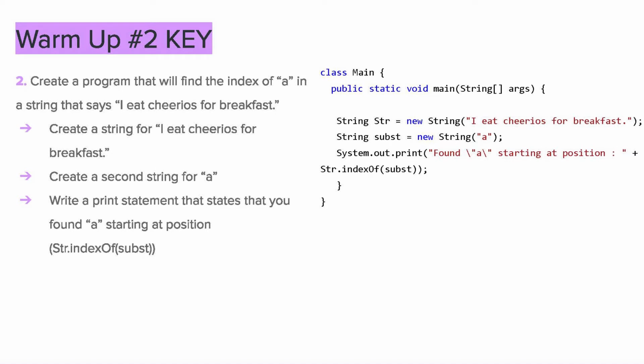If you're finished or you're stuck, then now let's look at the key. For simplicity, we set a variable equal to "I eat Cheerios for breakfast" and another one equal to "A". All we have to do after that is use a print statement with the method indexOf inside of it. The way that we do that is by writing the name of the longer string, str, then .indexOf with the name of the variable we set equal to A inside the parentheses.